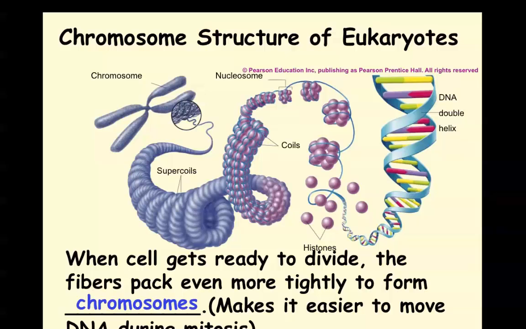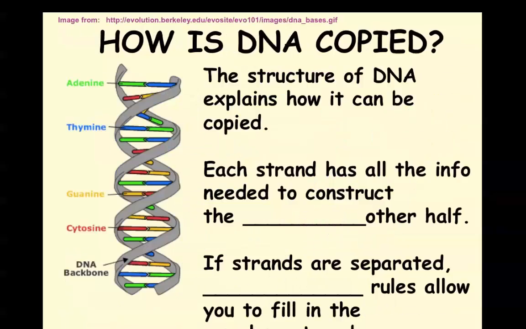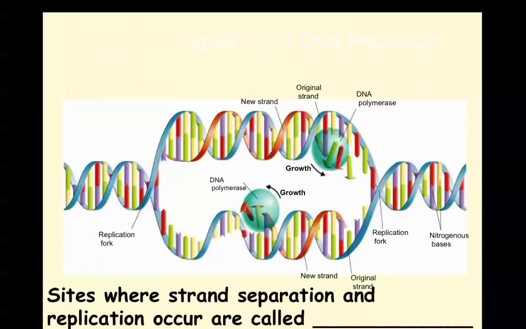So in the dividing cells, we're going to see chromosomes. In the non-dividing cells, we're going to see chromatin. So how is DNA copied? The structure of DNA explains how it can be copied. Each strand has all the info needed to construct the matching other half. So if the strands are separated, base pairing rules allow you to fill in the complementary bases. So we have to separate it and then add the different bases to it.